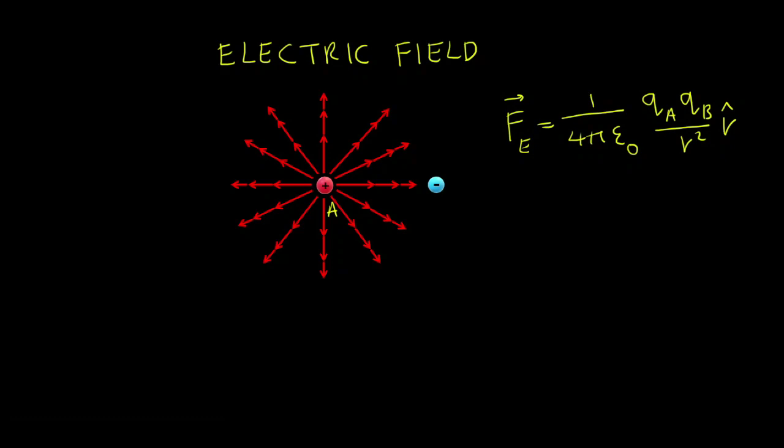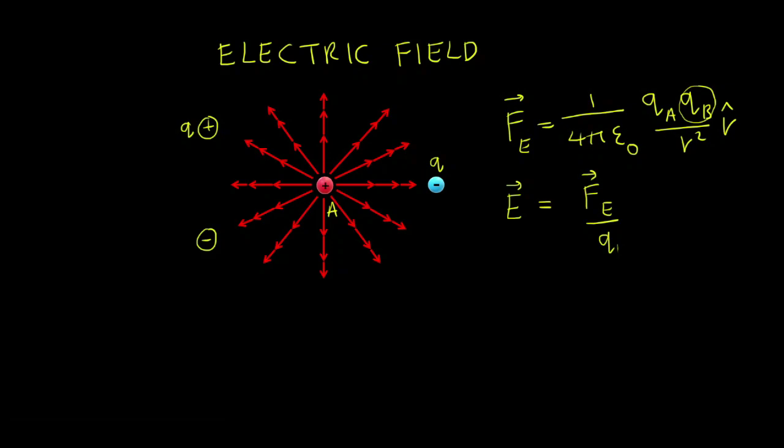So therefore, we can obtain the electric field using the Coulomb force by dividing by the test charge B. So what we have is the Coulomb force over the test charge. And this test charge can be any charge in general, so we'll just call it charge Q. And this test charge Q is some charge that's going to be placed in the electric field of A. So it can be anything. And therefore the electric field of A is independent of the test charge.